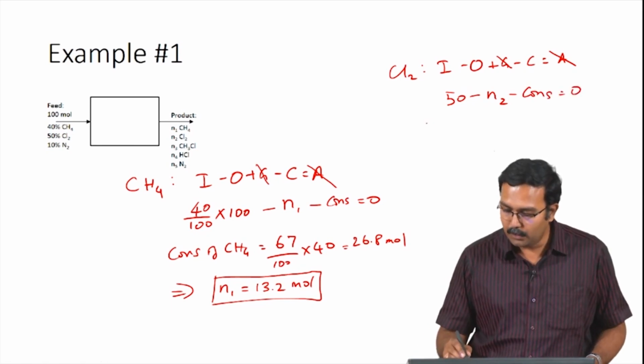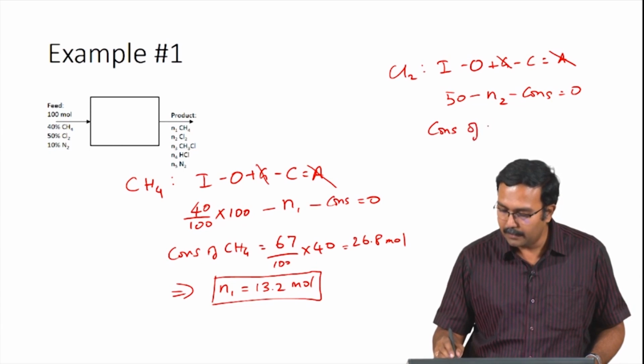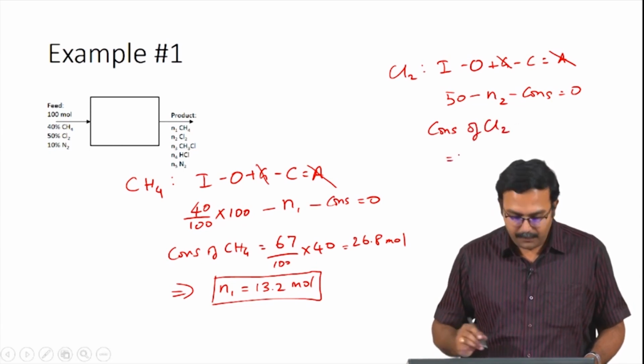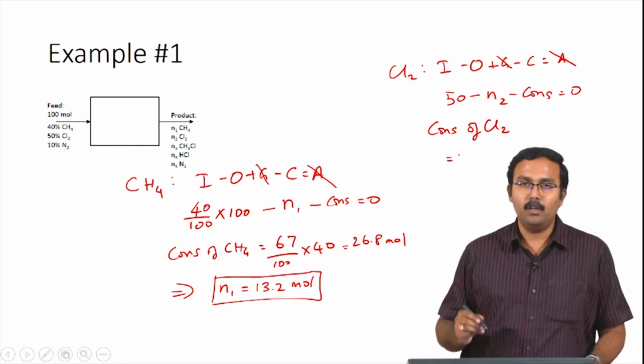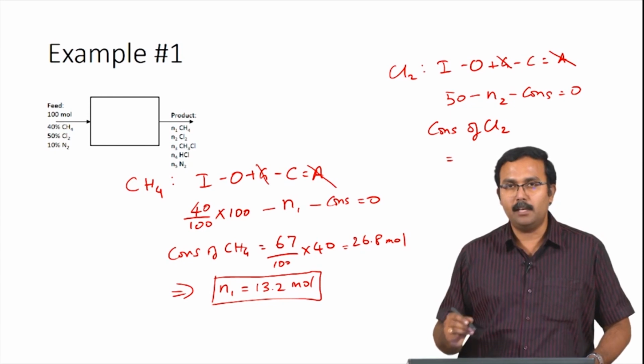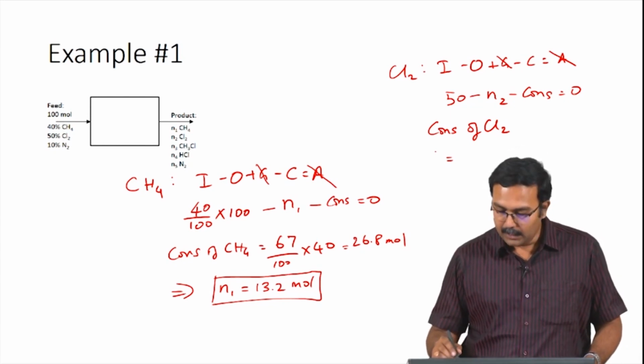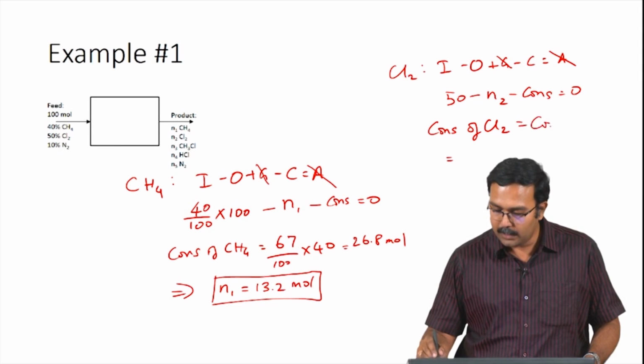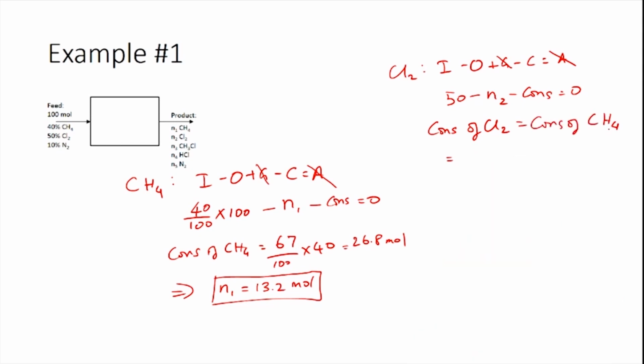So, what is the consumption of chlorine? That needs to be calculated. We know that for every mole of methane consumed, 1 mole of chlorine would also have been consumed. That is based on the stoichiometric ratio of methane and chlorine in the reaction. So, consumption of chlorine is equal to consumption of methane, giving you 26.8 moles of chlorine consumed. Substituting it back into this equation, we get N2 as 50 minus 26.8, giving you 23.2 moles.